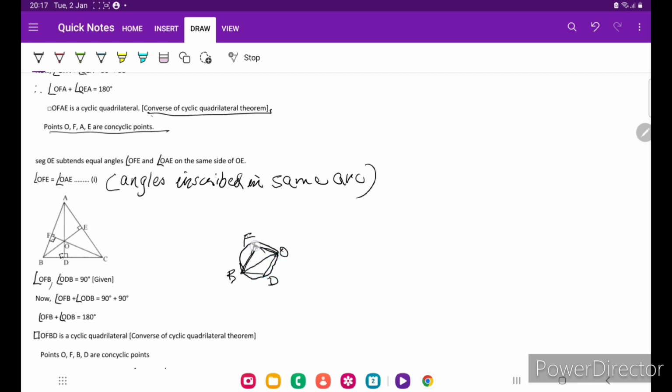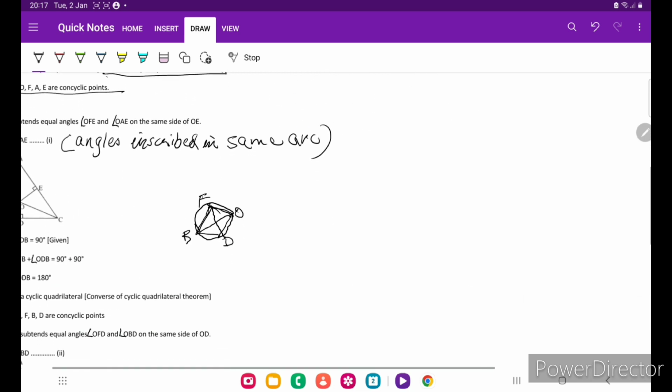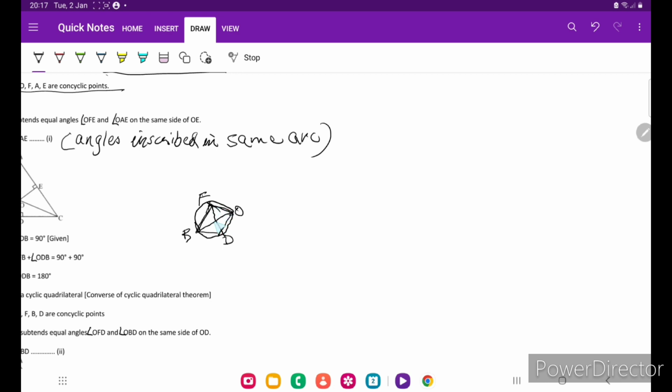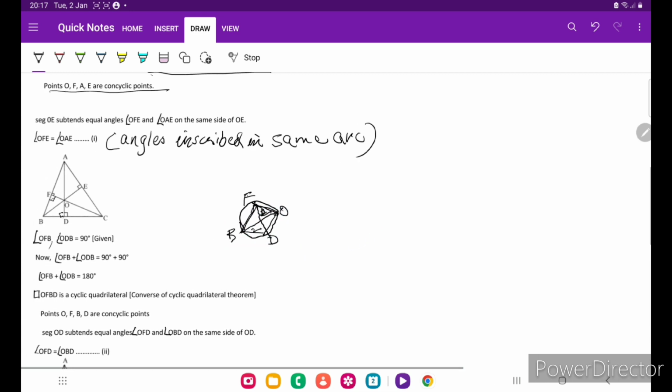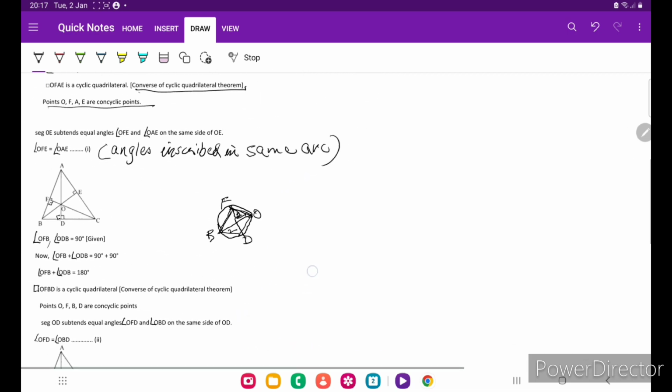Now OF is there, and we need to draw FD as well. As we did in the first part, FD is also drawn here. Now can you see two angles inscribed in the same arc? This is one of the angles inscribed here and this is another angle, which we'll number as 2. So OFD and OBD are inscribed in the same arc, that is arc OFD, or you can say OBD, whichever, any three letters. So these points are again concyclic. Let us proceed further.